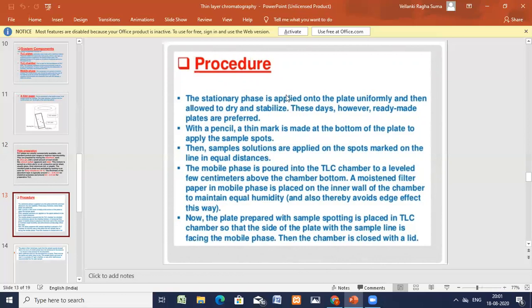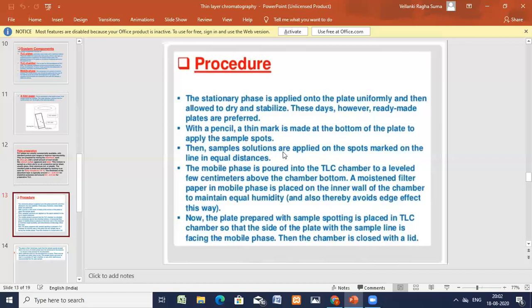Okay, so the stationary phase is applied on the plate uniformly and then allowed to dry and stabilize. These days, however, ready-made plates are preferred. With a pencil, a thin mark is made at the bottom of the plate to apply the sample spots, just like in paper chromatography. Micro syringes we can take, and on this marking we go for the sample spots.